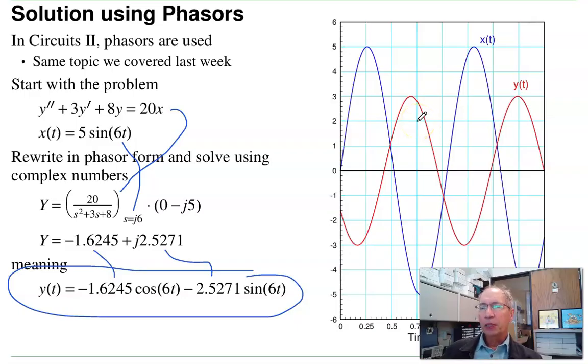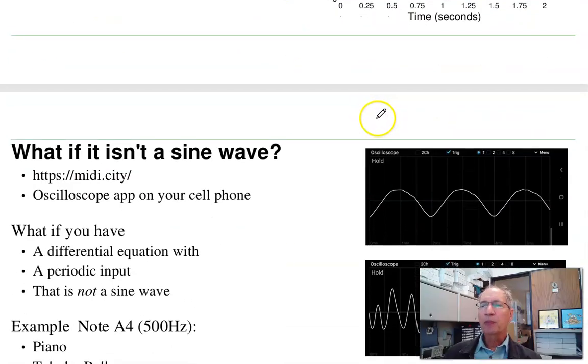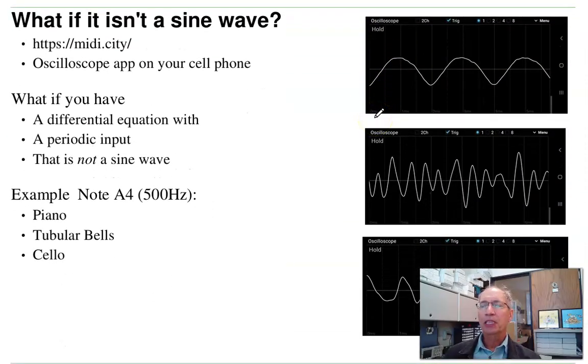Now what we did last week was use phasors. This is how to solve a differential equation when the input is a sine wave. Here's a problem for you. Suppose the input is not a sine wave. Well, a lot of signals are not sine waves. For example, kind of do a little bit of a sidelight.